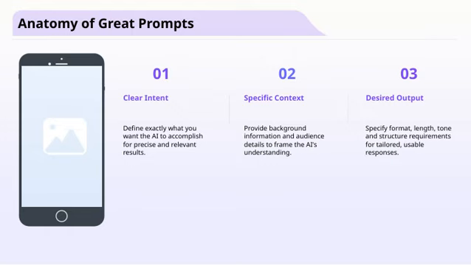Finally, desired output is all about specifying what you want the answer to look like. Think about the format, length, tone, and structure. Being specific here ensures the response is usable and tailored to your purpose. Connecting all these points, the key takeaway is that by crafting prompts with clear intent, detailed context, and specific output requirements, you'll unlock the full potential of AI to assist you effectively. This is essential in our overall theme of mastering prompt engineering for better results.